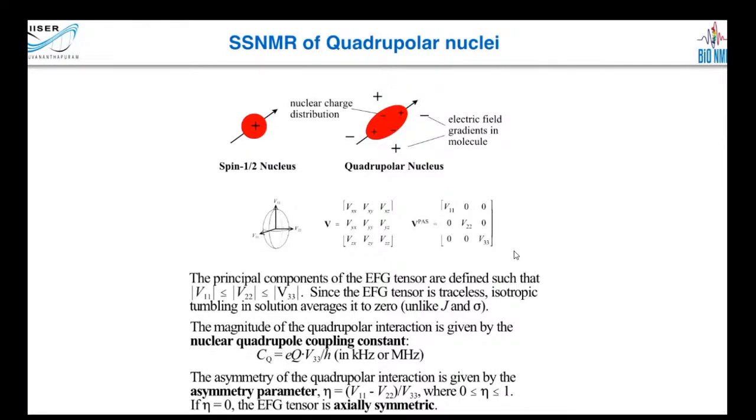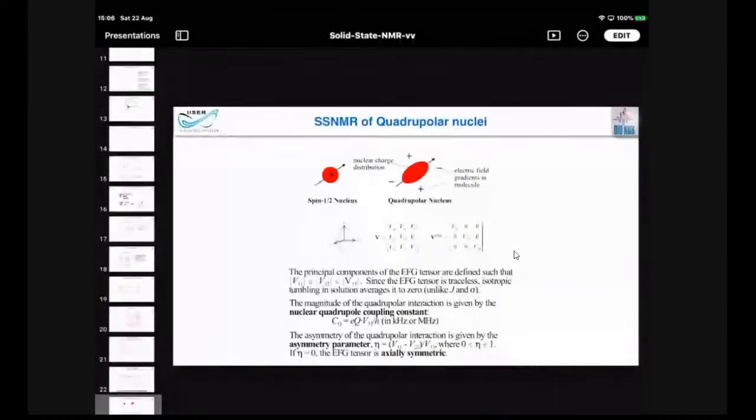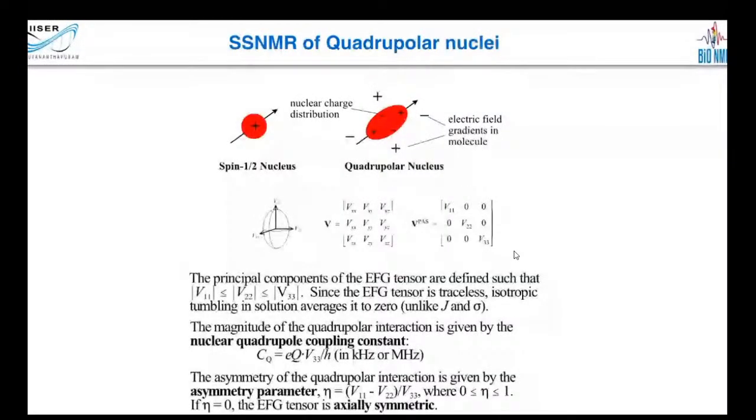When you represent your nucleus in any of your drawings, most of the time you represent it like a sphere. But that is only true for spin half nuclei. If it is a quadrupolar nucleus, anything with spin greater than half, then it is no more spherical. It is elongated, or not isotropic. That's a basic thing. You will have multiple charges and multiple poles, so you will have all kinds of other interactions that are possible.